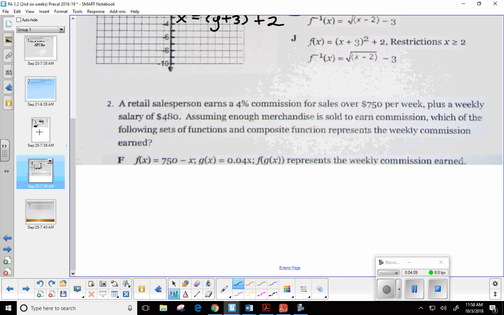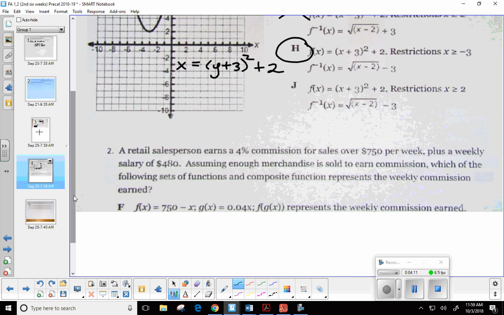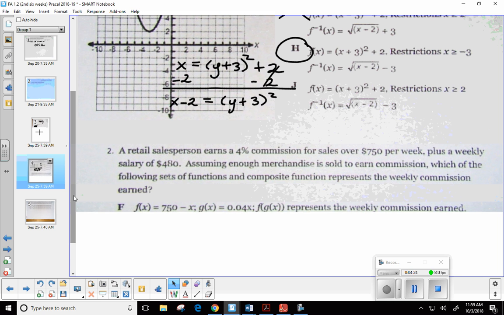So let's see here. Let me go ahead and raise this up. Okay, so what's first? Let's subtract the 2. So x minus 2 is equal to y plus 3 squared. Now we've got to take the square root, because we want to get rid of that square. So the square root of x minus 2 is equal to y plus 3.